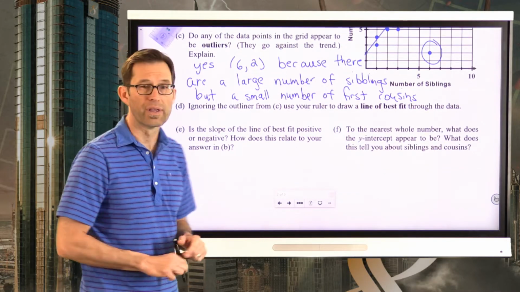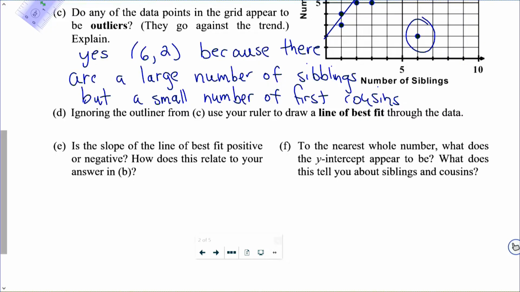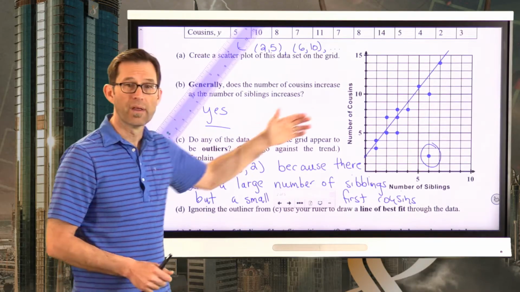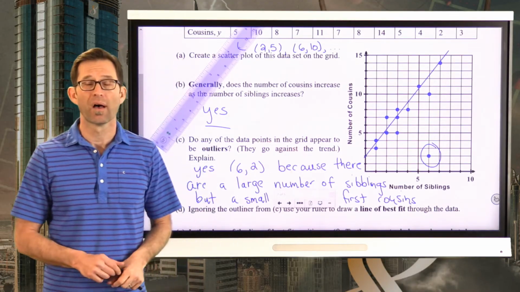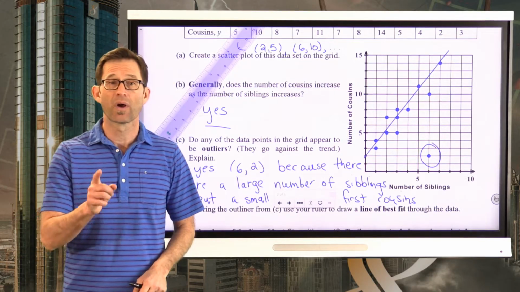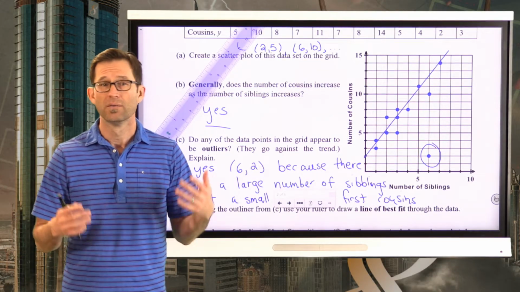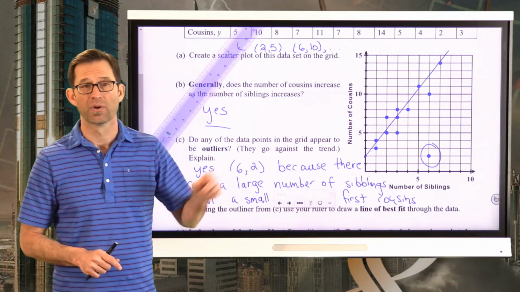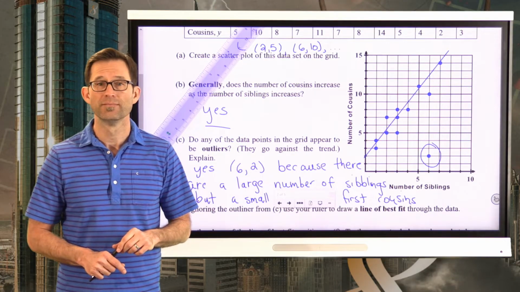All right, letter E. Is the slope of the line of best fit positive or negative? How does this relate to your answer in B? All right, well, first, tell me whether the slope of that line is positive or negative, and then try to figure out how that relates to our answer in B. Pause the video now.